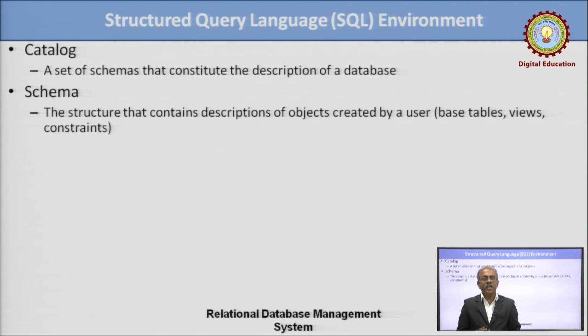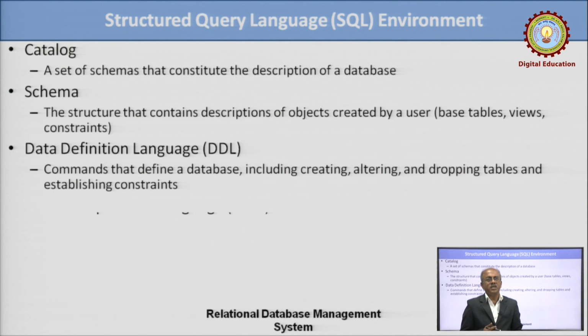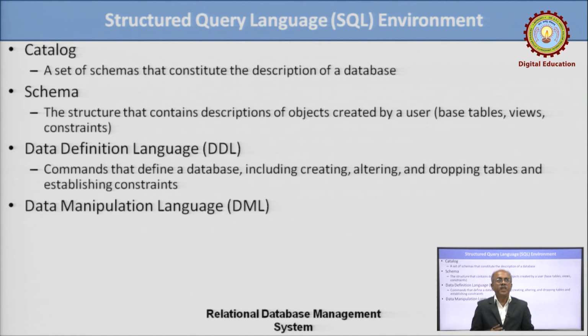So, the structured query language environment is the whole environment where it will be able to operate. There is a set of schema catalog, for example, you have a catalog. Catalog means a set of schema that contains the description of the database. The database description is stored in the catalog. It means metadata is there, and this metadata repository is known as catalog, where the information about the database, the data about the data, is stored.